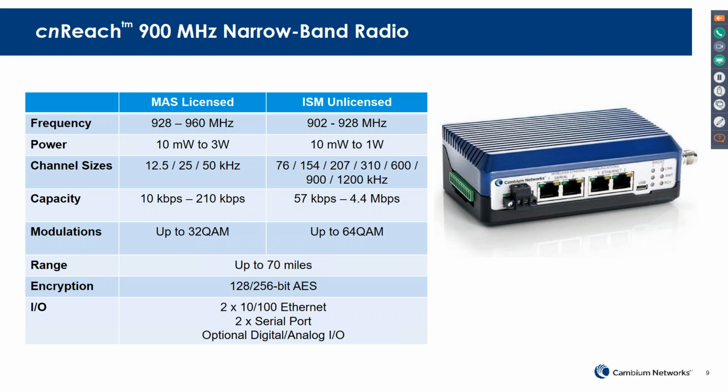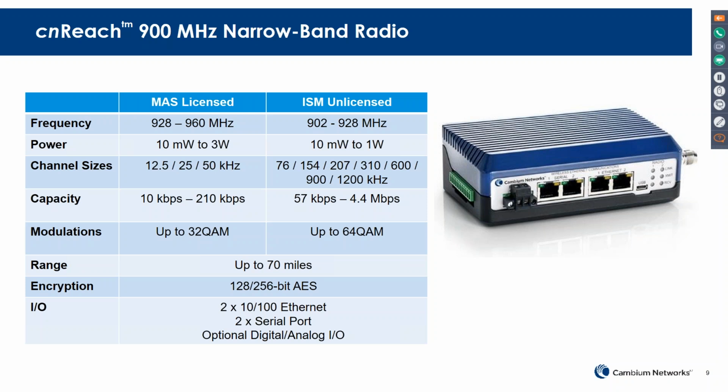So we support both licensed and ISM unlicensed using the single model. You can configure the radio to run on the licensed band or on the unlicensed band. For the licensed band, given the small channel size, we support up to 210 kilobits per second, and modulation mode is 32 QAM.